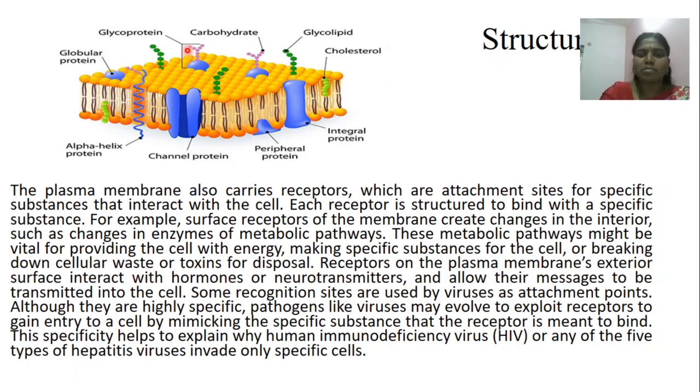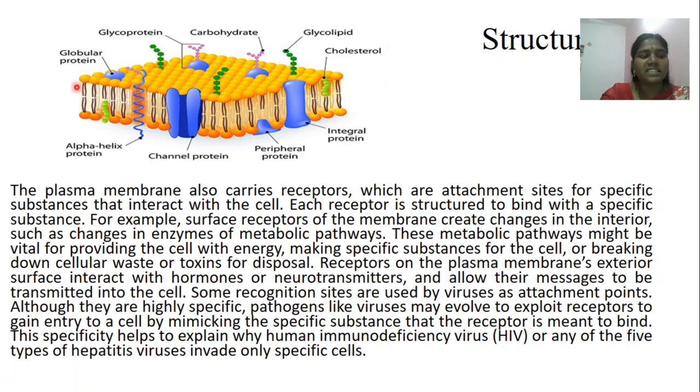The receptors on the plasma membrane exterior surface interact with hormones and neurotransmitters, and allow their messages to be transmitted inside the cell. This is inside the cell, and these are the receptor molecules. Some recognition sites are used by viruses as attachment points. Although they are highly specific, pathogens like viruses may exploit the receptors to gain entry into the cell by mimicking the specific substances that the receptor recognizes, that means to bind.